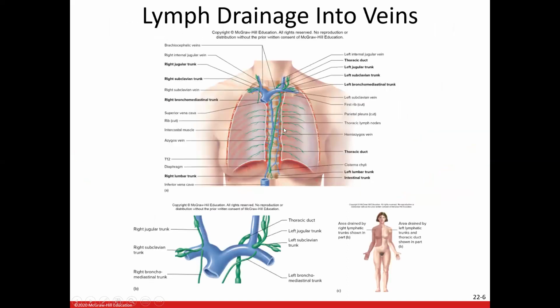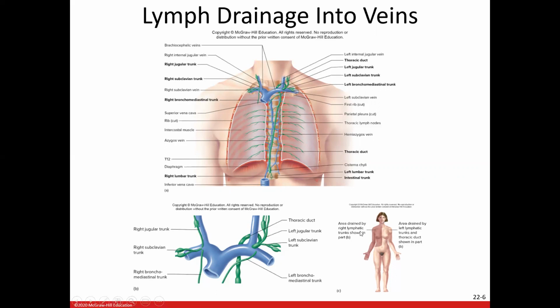Then your vessels eventually get to your trunks, and there's a bunch of different trunks. You have several on the right, the jugular, subclavian, and bronchomediastinal, and then you have those three on the left as well. And those converge into the thoracic duct and the right lymphatic duct. The right lymphatic duct is right about here, but for some reason is not shown on the diagram. But this diagram right here, down where we see C, highlights those areas about what controls what.